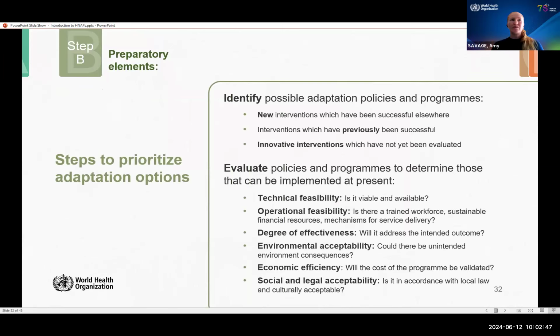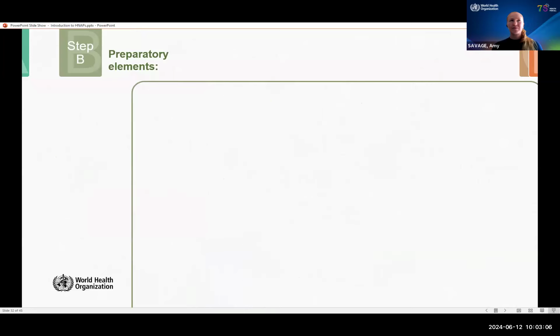I won't go through all of this, but obviously when we're prioritizing, there's a lot of things to consider. We need to consider technical feasibility, operational feasibility. Will these interventions or actions, how effective will they be? Environmental acceptability, economic efficiency, social and legal acceptability.